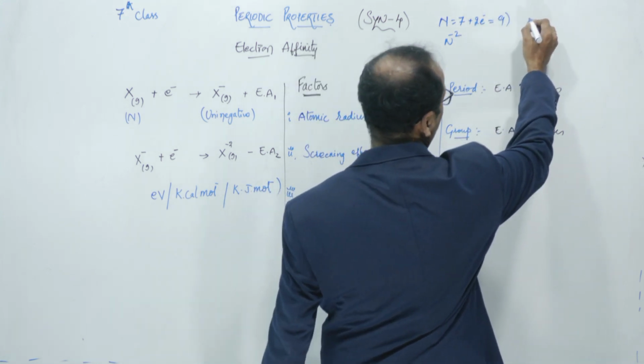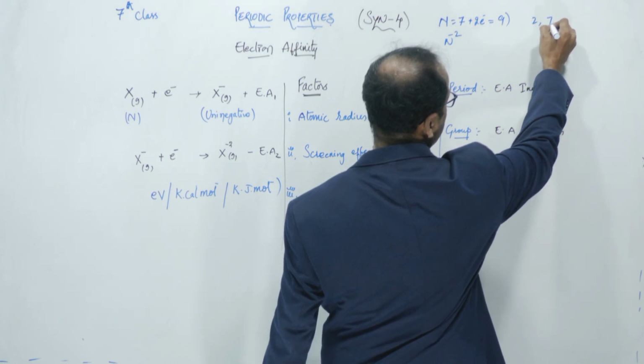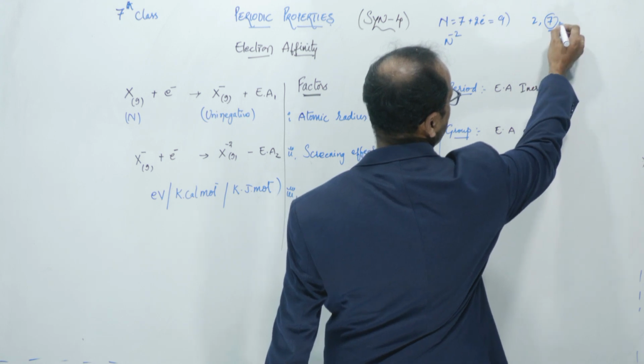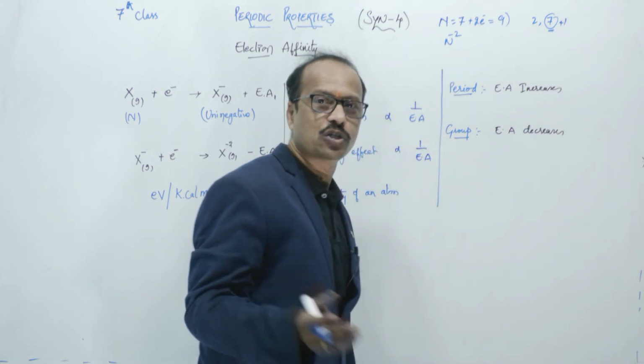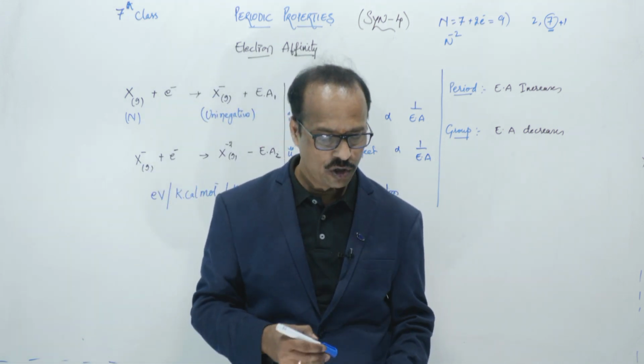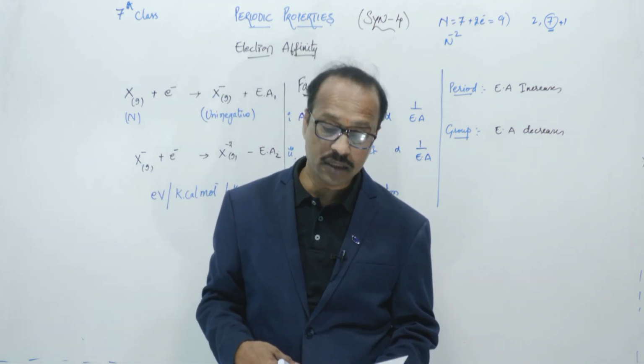If you write the electronic configuration of 9, we write 2, 7. So here the outermost orbital has only 7 electrons. It requires just 1 electron to attain stability, so it's easy to take 1 electron to attain stability. So here the answer is the third option.